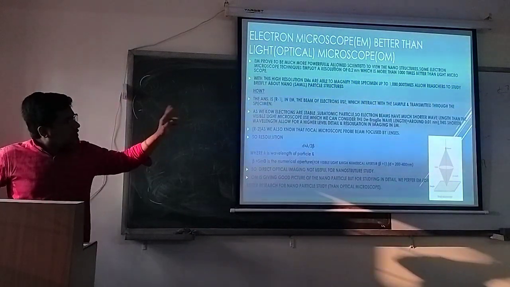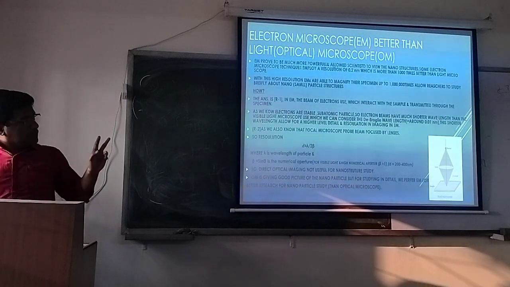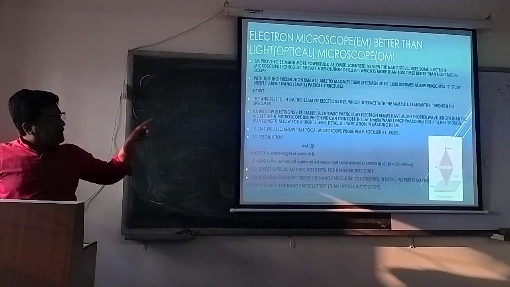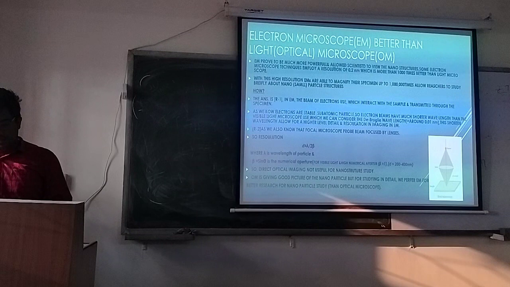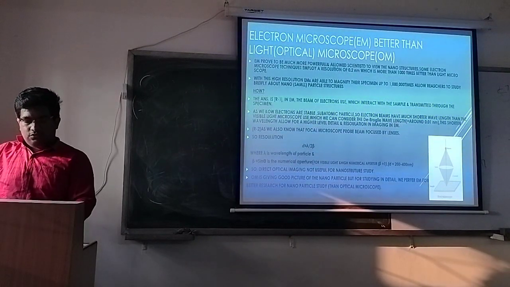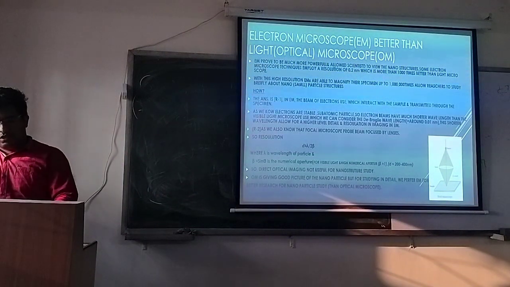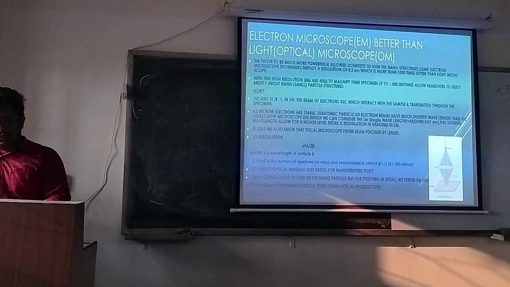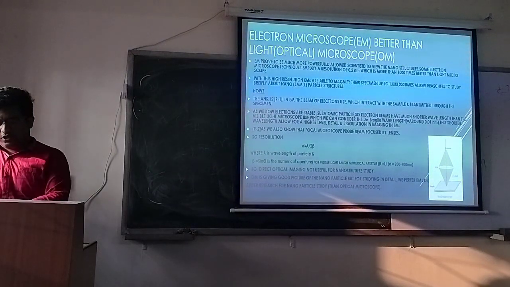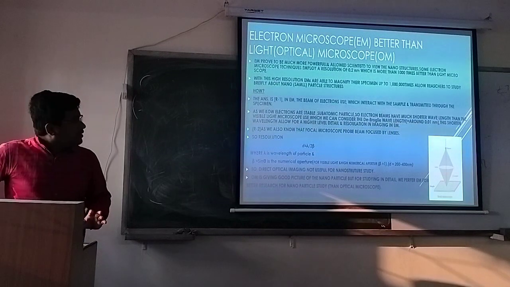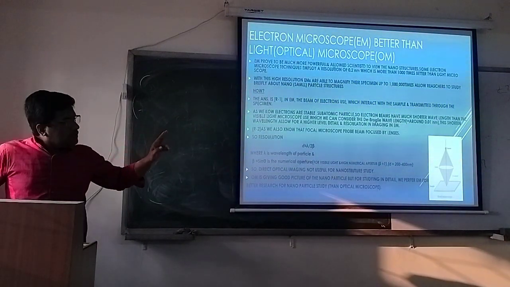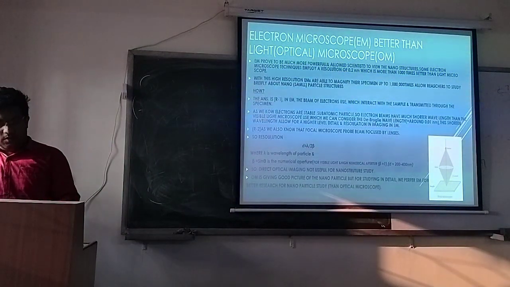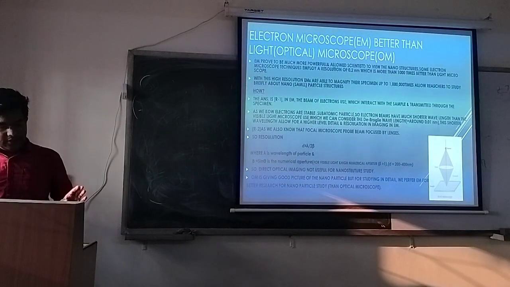Why? This is the answer, reason 1. In the EM, electron microscope, the electron beam is used, which interacts with the sample and is transmitted through the specimen. As we know, electrons are stable subatomic particles, so electron beams have a much shorter wavelength than visible light. For visible light, we can consider a wavelength of around 0.091 nanometer. The shorter wavelength allows a higher level of detail and resolution in the electron microscope image.